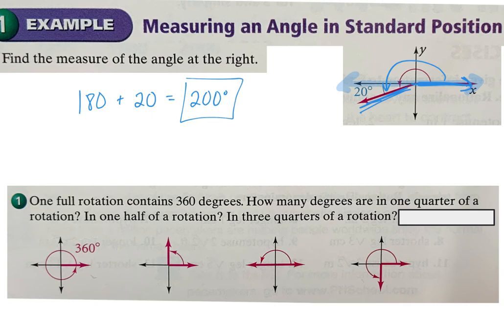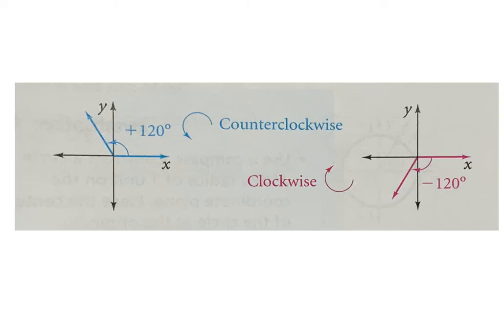All right, so let's talk about this. One full rotation is 360 degrees. Obviously, one full rotation is a circle. How many degrees are in 1/4 of a rotation? 90. What about half a rotation? 3/4. There we go. All right. 90, 180, and 270. All right.